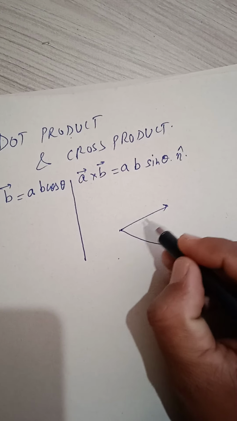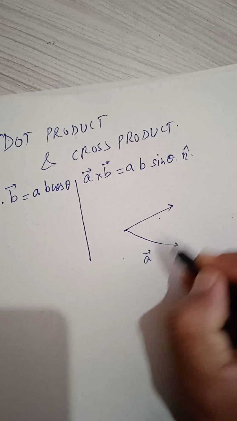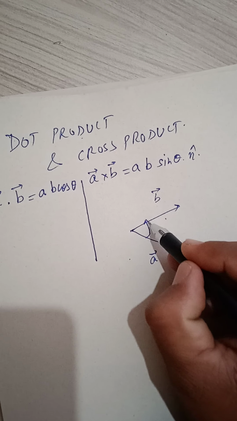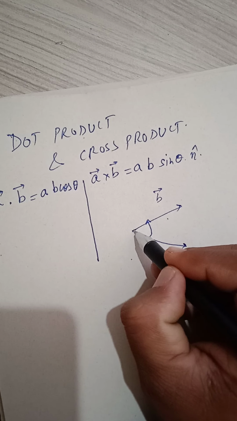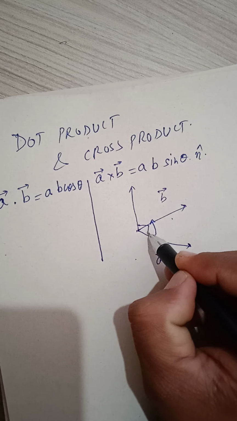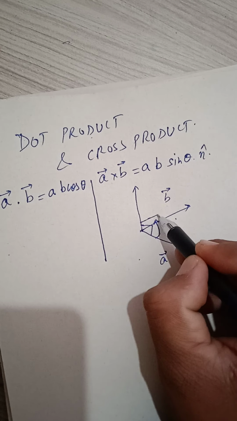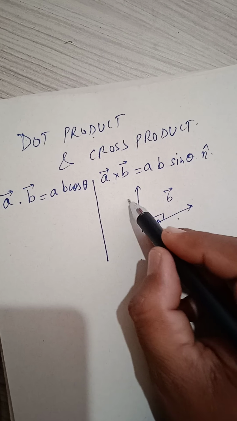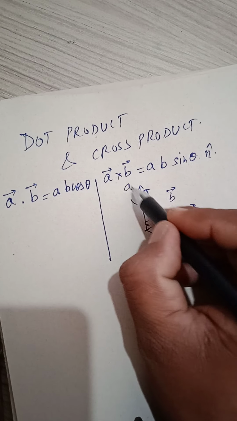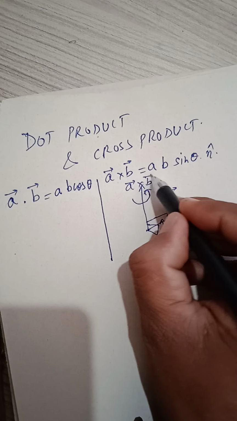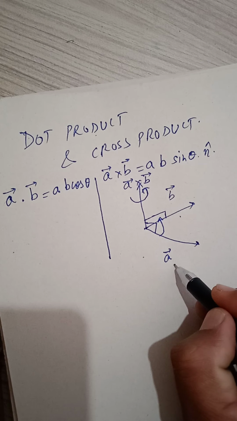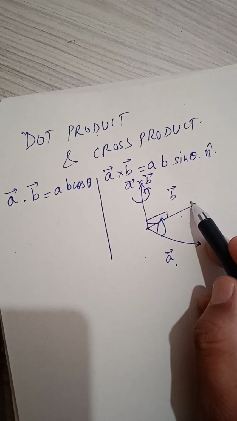So a cross b, suppose this is vector a and this is vector b, then if you rotate from a to b, then the resultant vector a cross b is going to be emerging like this. So this is going to be perpendicular to vector a as well as perpendicular to vector b. In an anti-clockwise rotation, we get A cross B. This is the actual explanation for cross product. So A cross B is perpendicular to A as well as perpendicular to B.